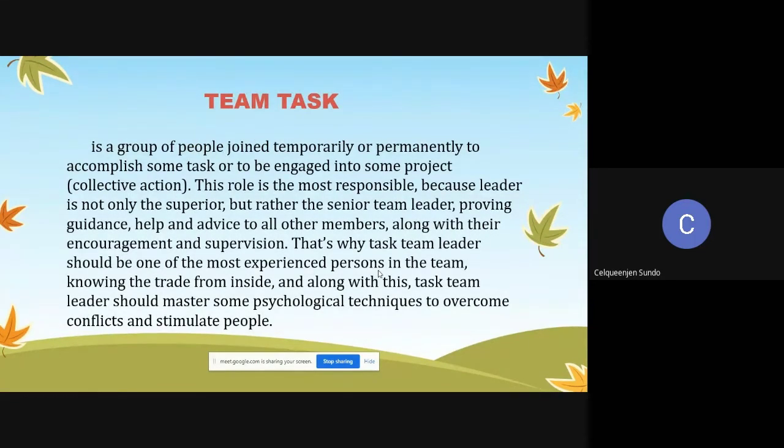A team is a group of people joined temporarily or permanently to accomplish some task, to be engaged in some project or collective action. The team leader's role is the most responsible because the leader is not only the superior but rather the senior, providing guidance, help and advice to all other members along with their encouragement and supervision. That's why the task team leader should be one of the most experienced persons in the team, knowing the trade from inside, and along with this, should master some psychological techniques to overcome conflicts and stimulate people.